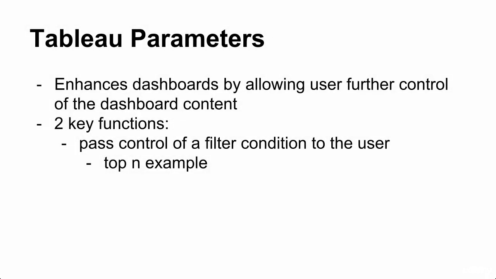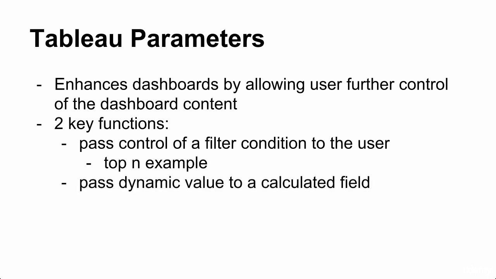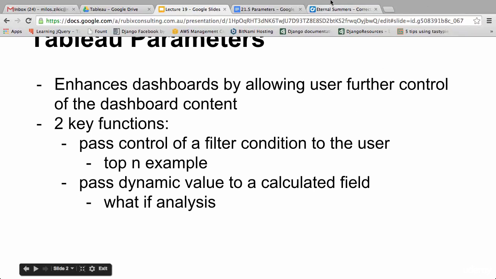The second key function is that a parameter can be used to pass a dynamic value to a calculated field. For example, suppose we wanted to see what would happen to our profit margins if we reduced or increased the discounts offered to our customers. Rather than continually changing the calculated field to analyze what happens when the discount increases or decreases, we can actually define a parameter and then alter the calculation in real time and immediately see the effects. So let's have a look at an example of how we can do this.